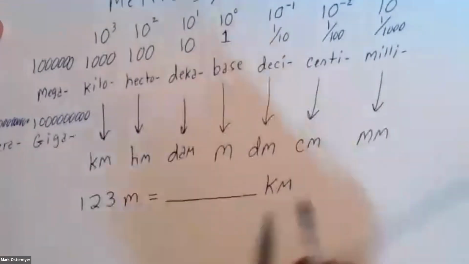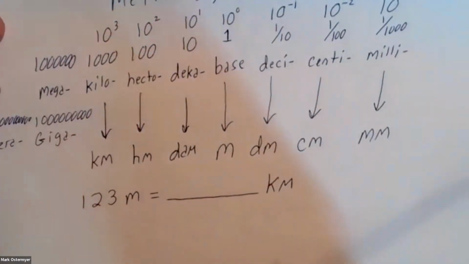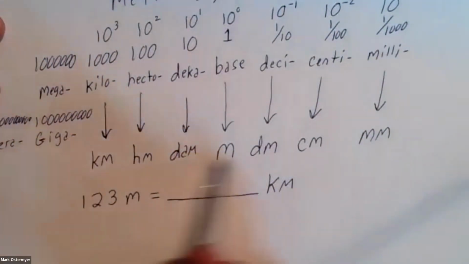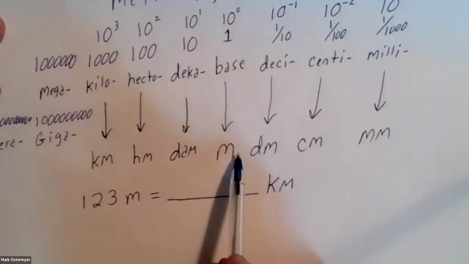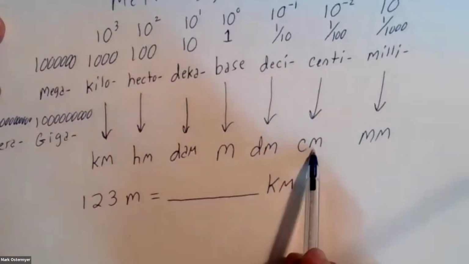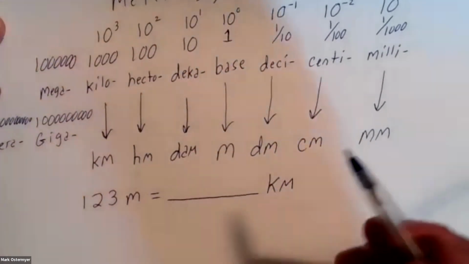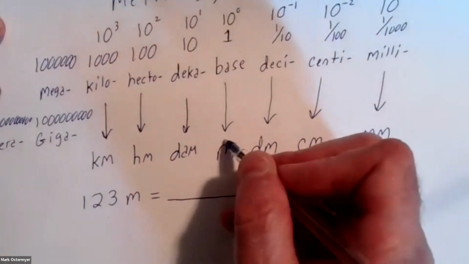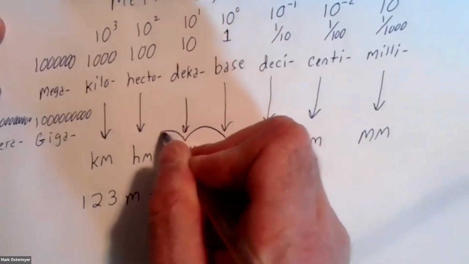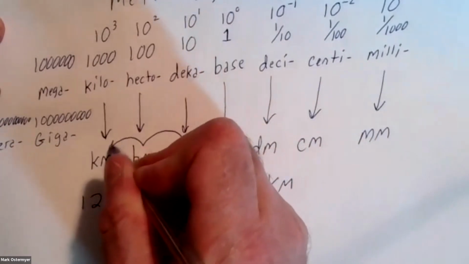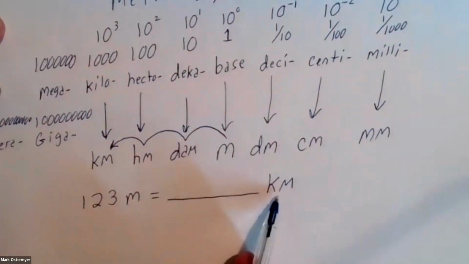So the way it works is this: to go from meters to kilometers, if you have this written out on your paper from left to right in this order, kilometers, hectometers, decameters, meters, decimeters, centimeters, millimeters, then all you got to do on your paper is go like this. We want to go from meters to kilometers. So I have to move my decimal point 1, 2, 3 places to the left. That's all I got to do.